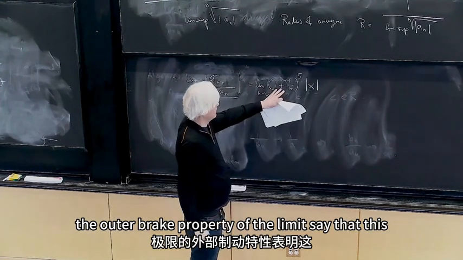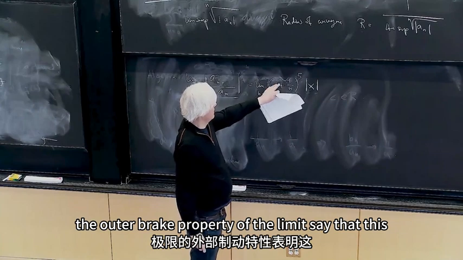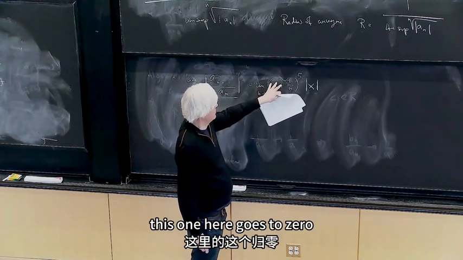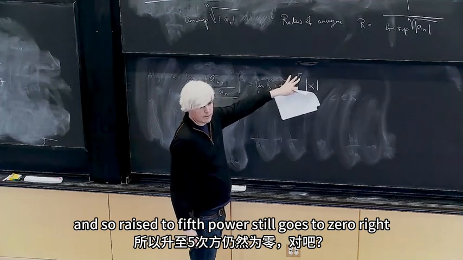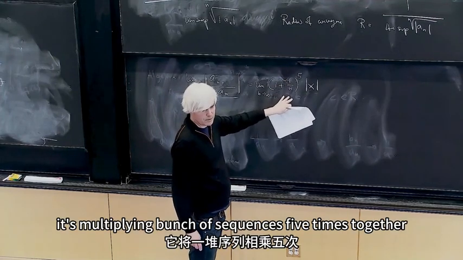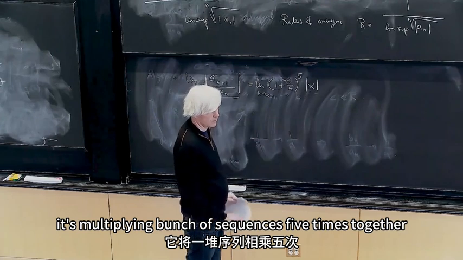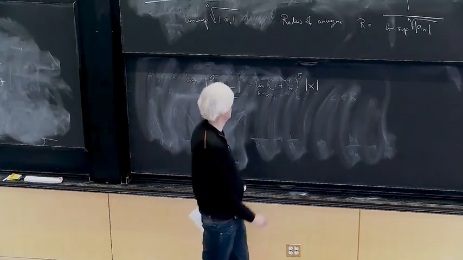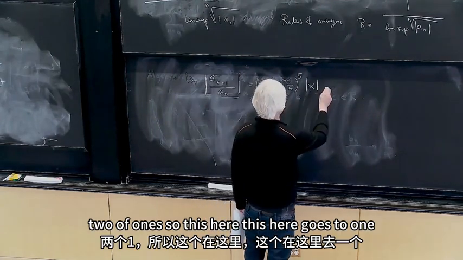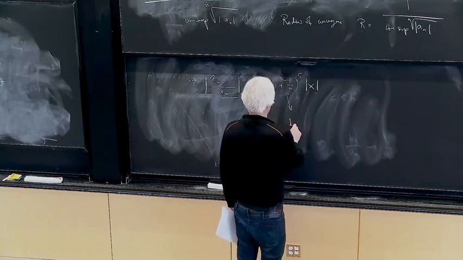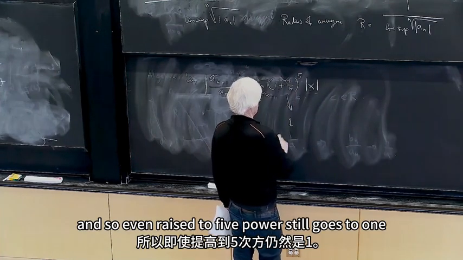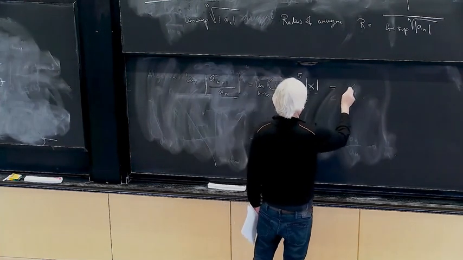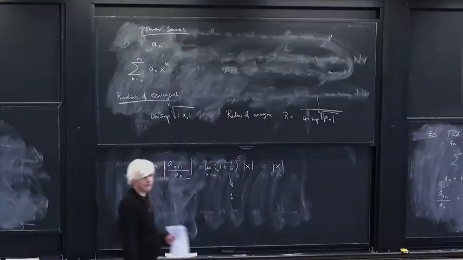The algebraic property of the limits says that this one here goes to 0, and so raised to the 5th power still goes to 0, right? It's a product of a bunch of sequences, 5 times together, that goes to 1. So this here goes to 1, and so even raised to the 5th power it still goes to 1. So this here goes to the norm of x, right?